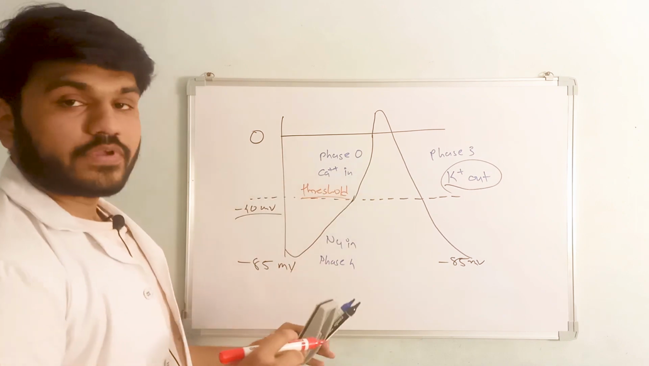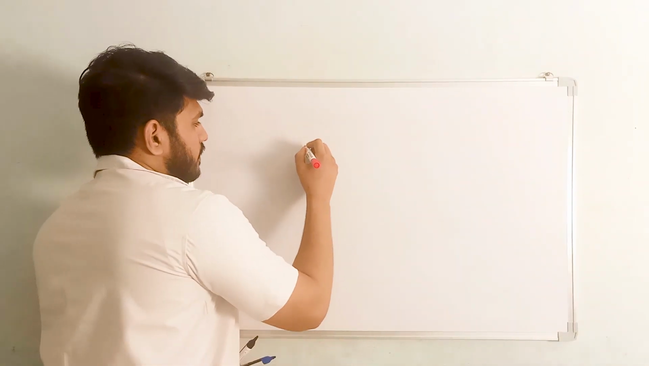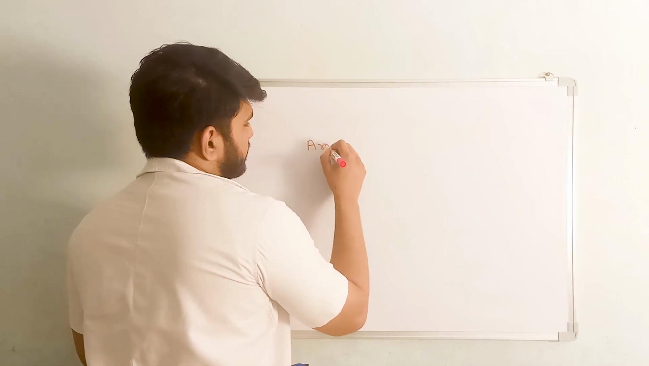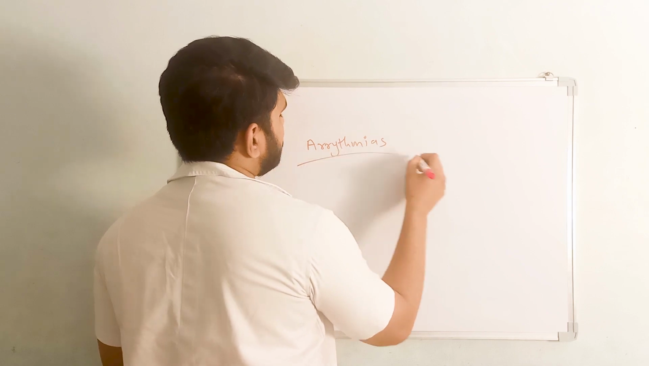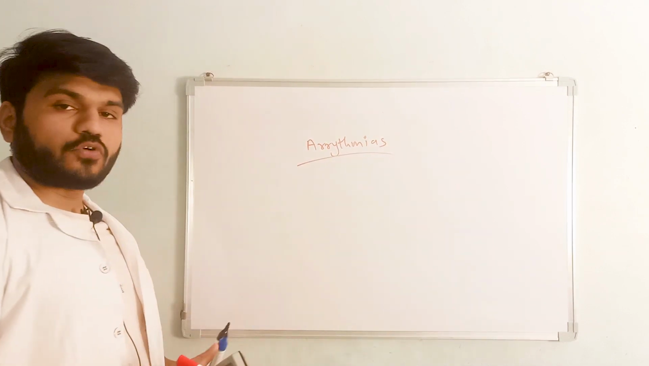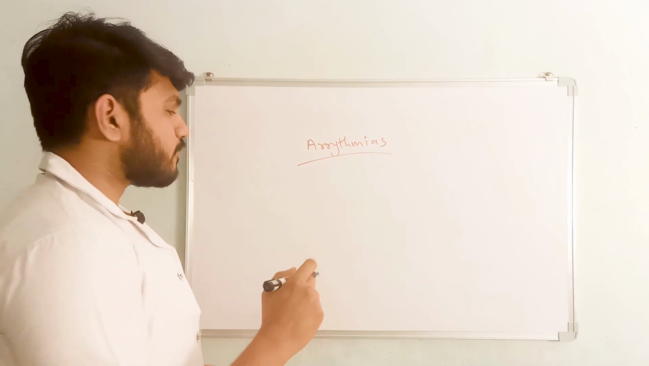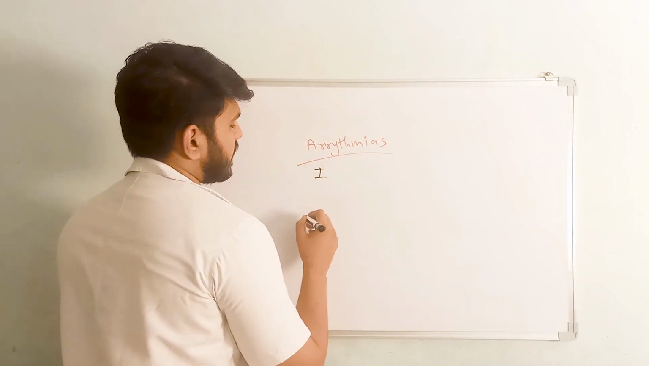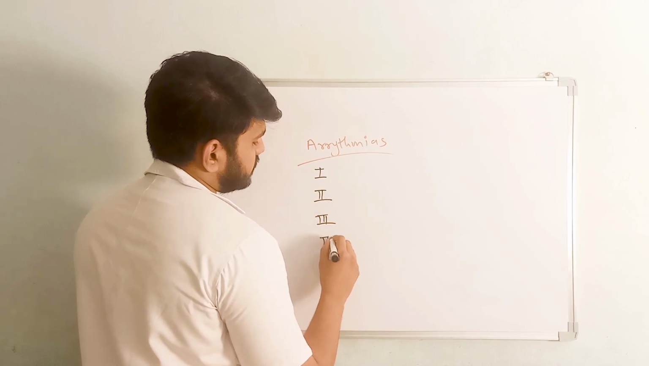Beyond this point there will be rapid action potential. The main action of the antiarrhythmic drugs is to suppress arrhythmias. There are four types of antiarrhythmic drugs: class 1, class 2, class 3 and class 4.